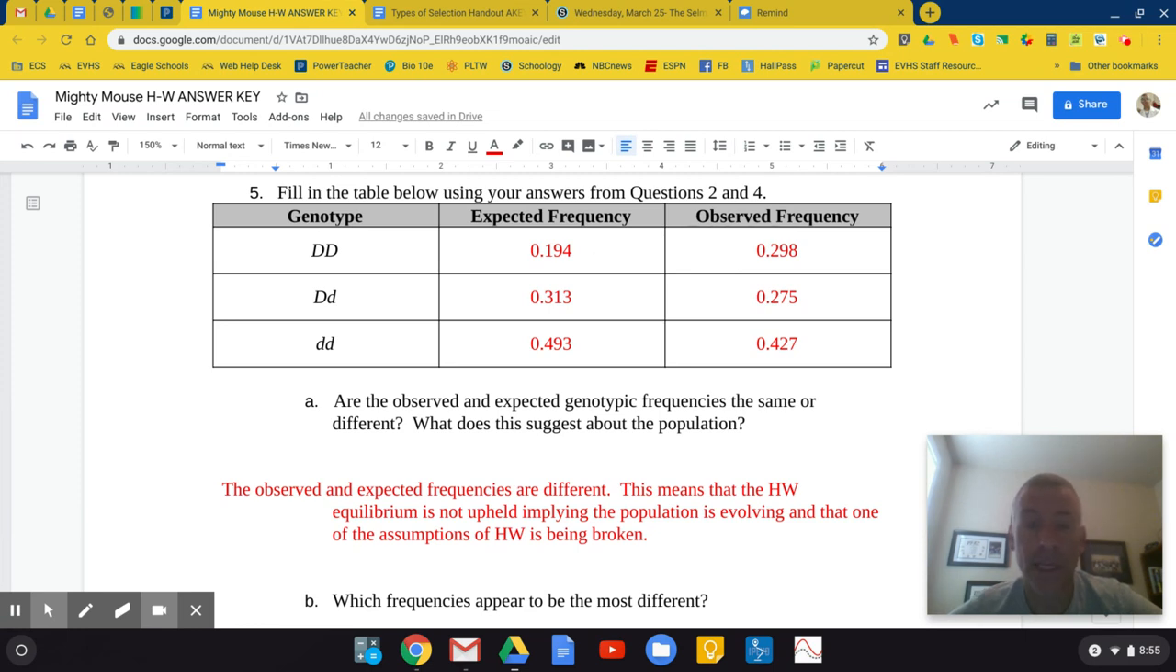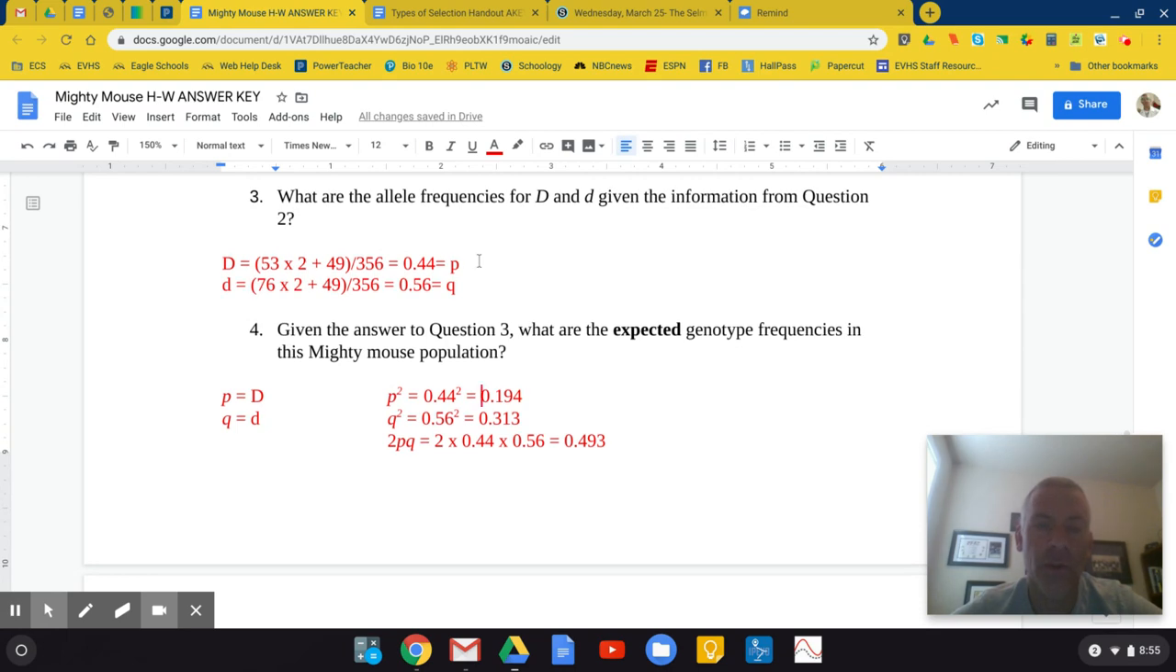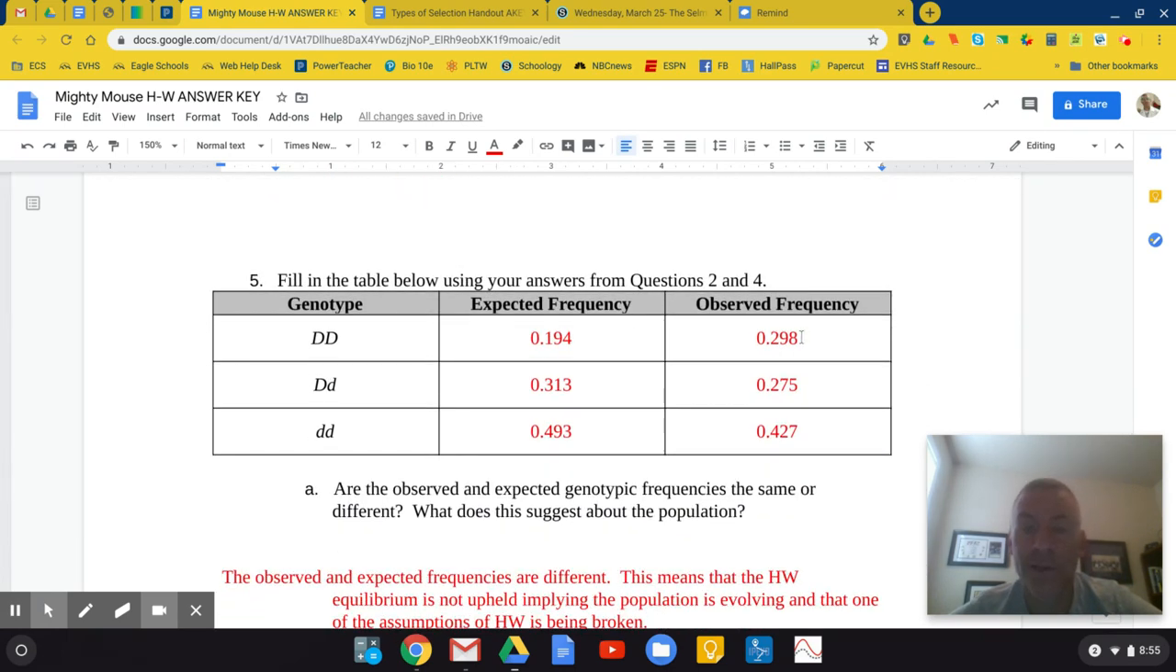So in this case, big D, 0.194 is the expected, or 19.4% of the population should be homozygous dominant according to the P and Q values that we have up here. What we observed is 29.8%. That's a pretty big difference. There's a 10% difference in the numbers of homozygous dominant dark mighty mice.